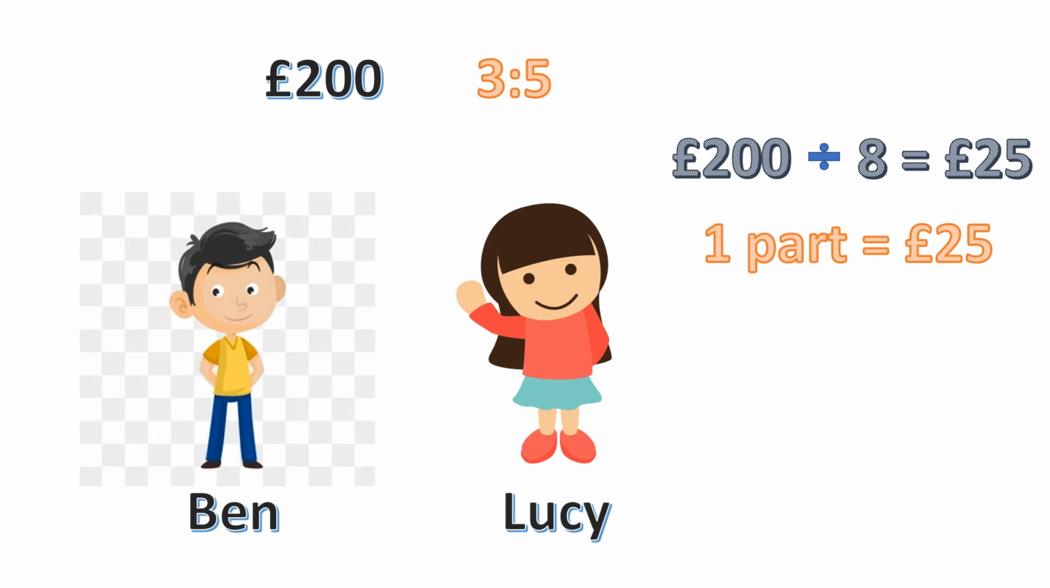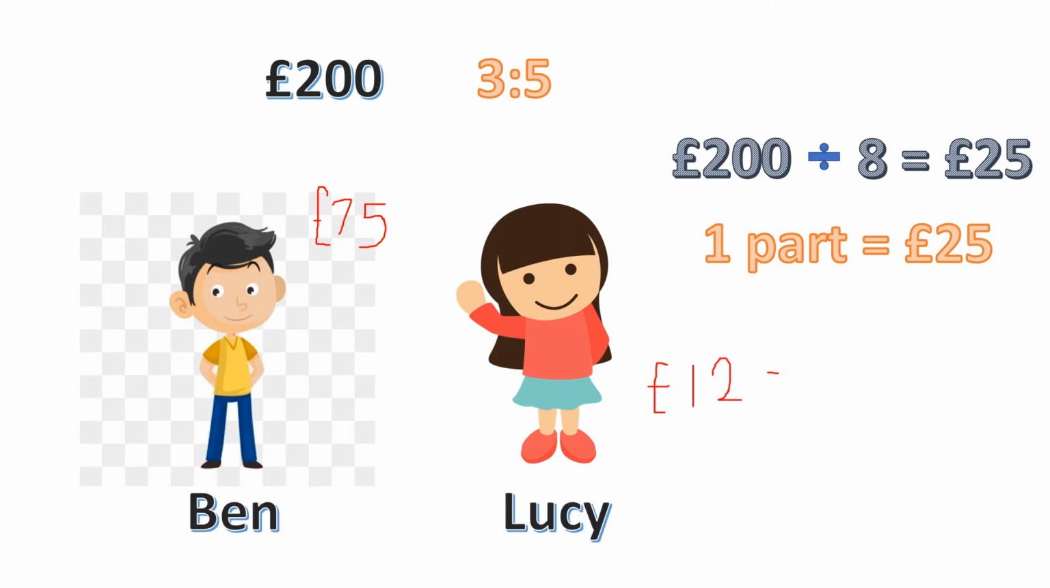So, if one part is £25, how much would 3 parts be? Well, £25 times 3 would be £75. Okay, so Ben would receive £75. And we know that Lucy gets 5 parts. So if one part is £25, times that by 5, Lucy will get £125. If you got that right, well done.